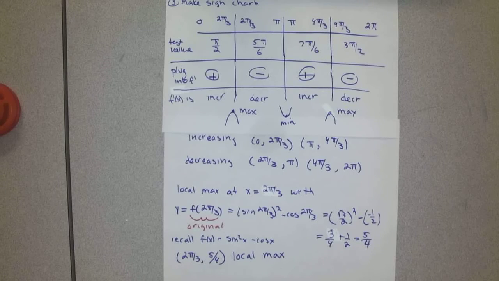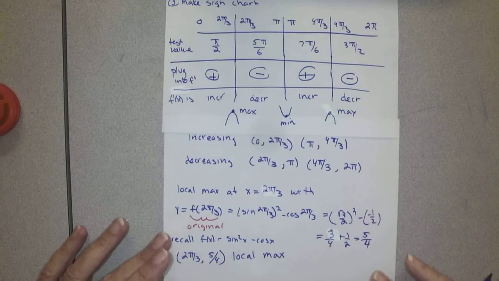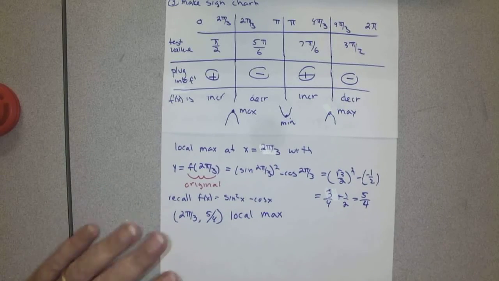Okay, continuing on with the problem. So we made our sign chart. We found where things are increasing or decreasing. Now we are figuring out the local max or min. So we did the first one at 2 pi over 3. It changed from increasing to decreasing, so it had to be a local maximum. And then we found the y coordinate by plugging into the original function, and we got a y coordinate of 5/4. Going on with the next guy.